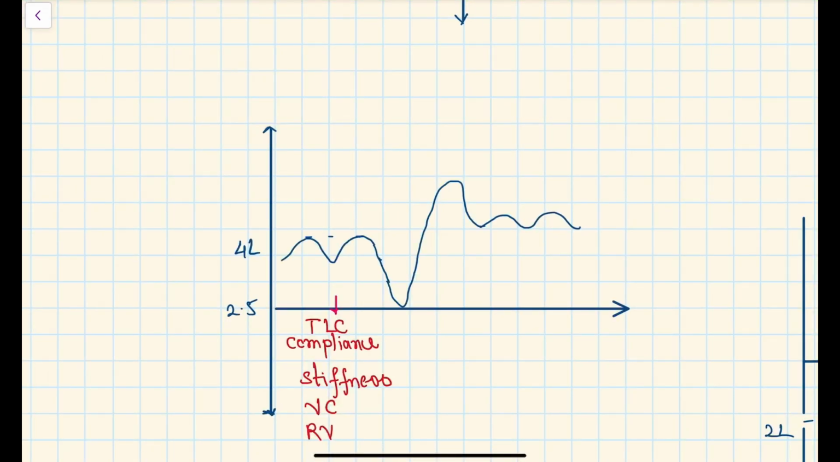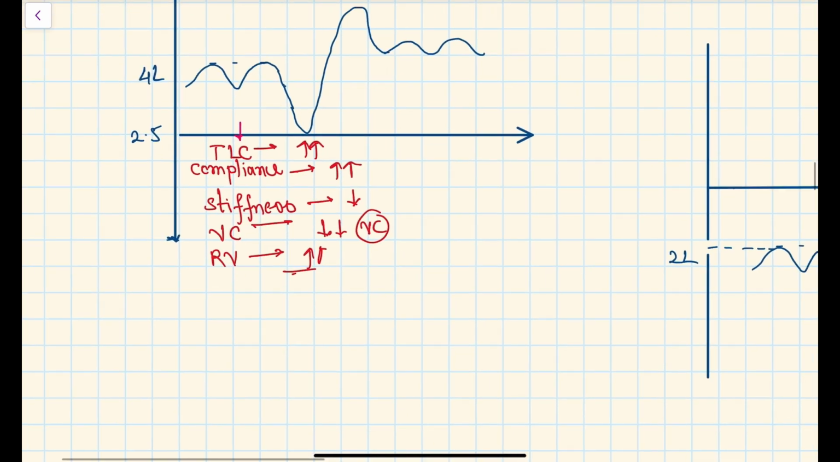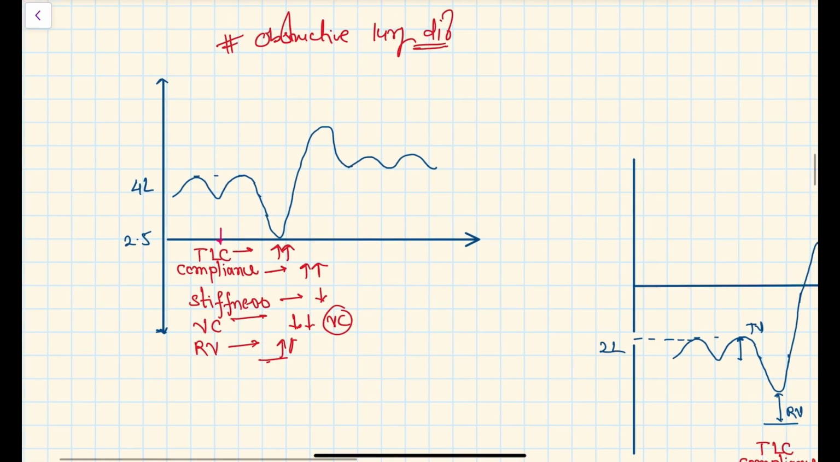Now coming to the abnormal graph. This graph is of obstructive lung disease. Okay, then what are the characteristics of obstructive lung disease here? There is increase in total lung capacity, increase in compliance, decrease in stiffness, and decrease in vital capacity. Okay, and increase in residual volume. These are the characteristics of obstructive lung disease on the spirometry.